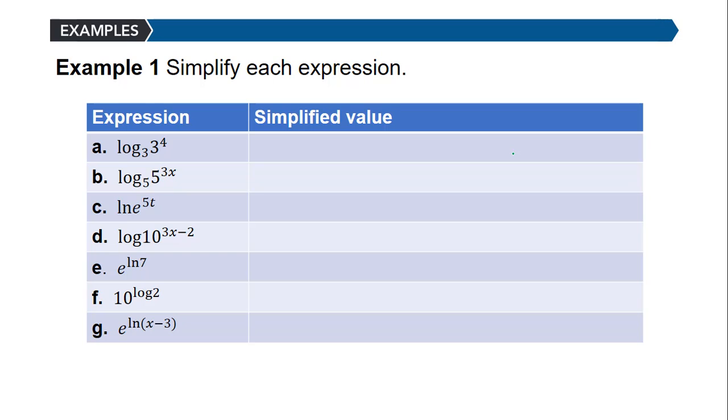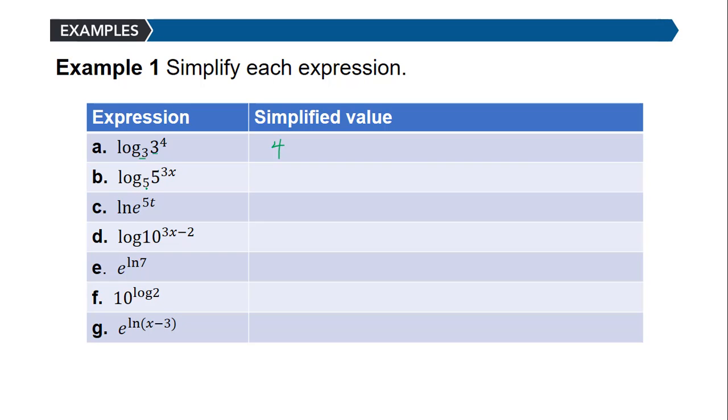In my first example, I have log to the base 3 of 3 to the 4. Well, because the base of the log and the base of that exponential expression inside the log are the same, we will just get 4. If you need to think about it, simplify. What's 3 to the 4? That's 81. And what is the exponent of 3 that gives me 81? Well, that is going to be 4.